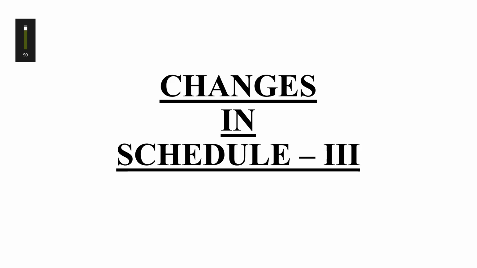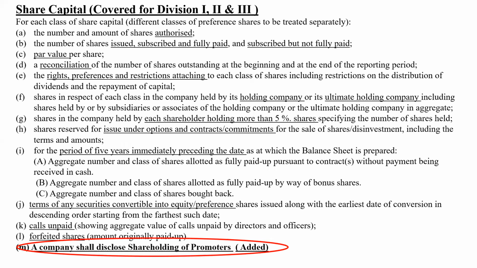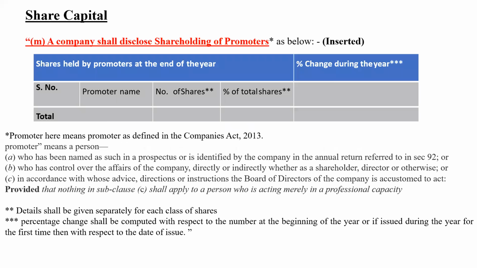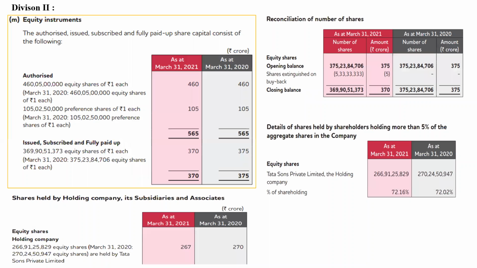Okay, let's start discussing changes in Schedule 3. So first, changes in the share capital. That is, now the company has to disclose the shareholding of the promoters. Like in this case, this is the TCS annual report. In this case, this is the disclosure part of equity instruments. Now TCS is showing disclosure of holding companies, number of holdings, and reconciliation of shares.